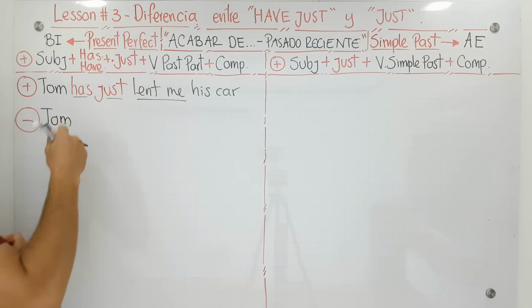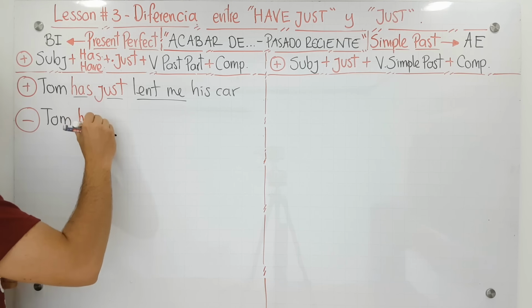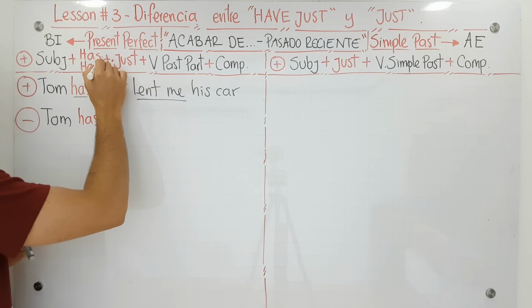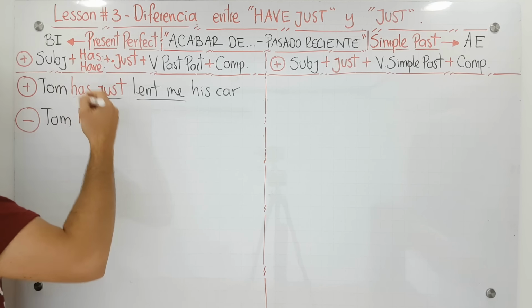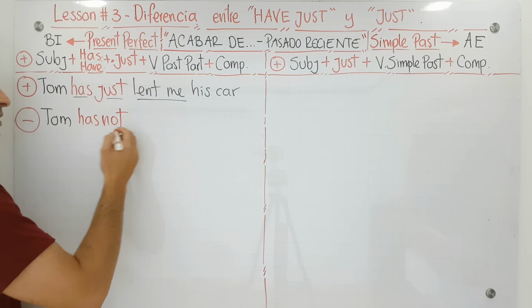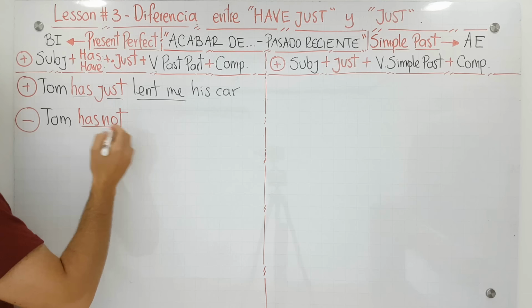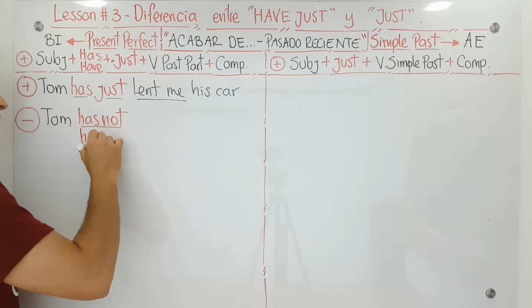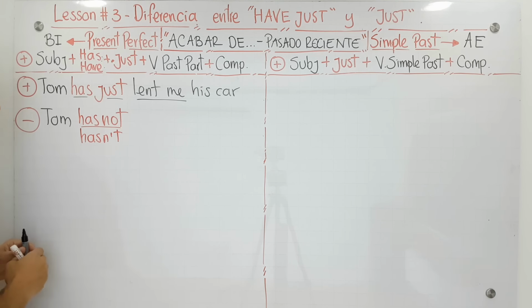Tom is the same structure. Tom has, yes, let me write the auxiliary here. Tom has, and after has, I have to put the negative form. Entonces, vamos a colocar aquí, Tom has not. Remember that this is one option, but the other option could be hasn't, yes, in the short form. Sí, both are correct. Cualquiera está bien.